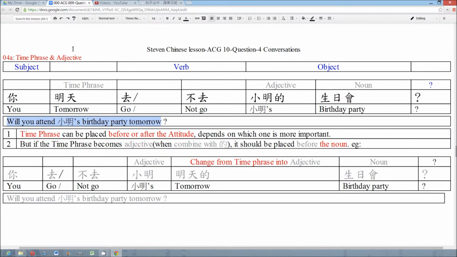You can see that we place the time phrase after the subject and place the adjective before the noun. But when we put the 的 with the time phrase, it will become an adjective and it must be placed before the noun. For example, 你去不去小明明天的生日會? Will you attend Xiaoming's birthday party tomorrow? You can see that we keep the old adjective and place the new one before the noun. The difference between these two questions is that the first one emphasizes the time of the birthday party.